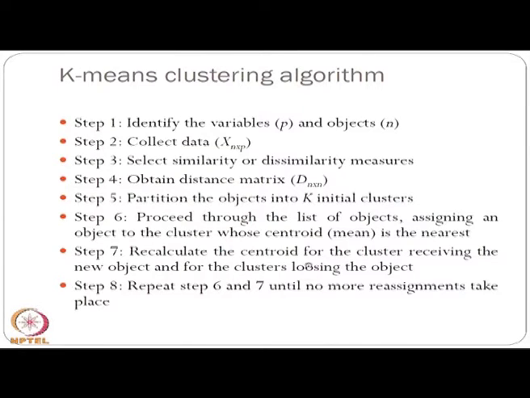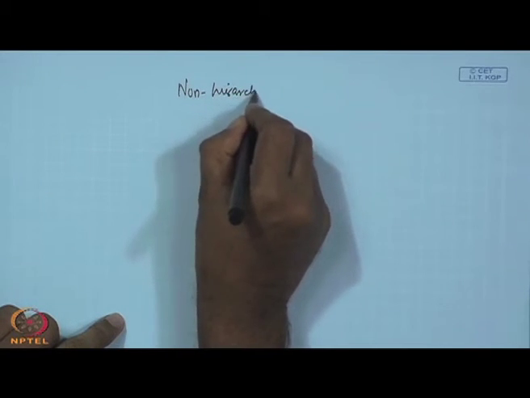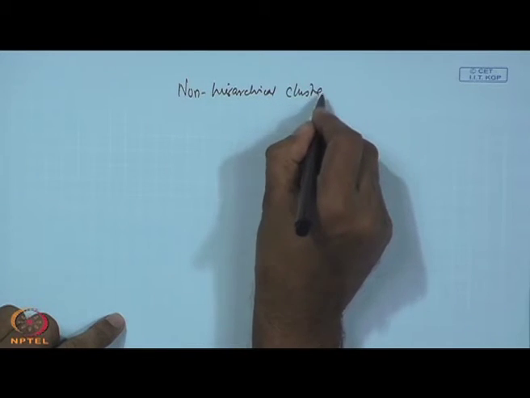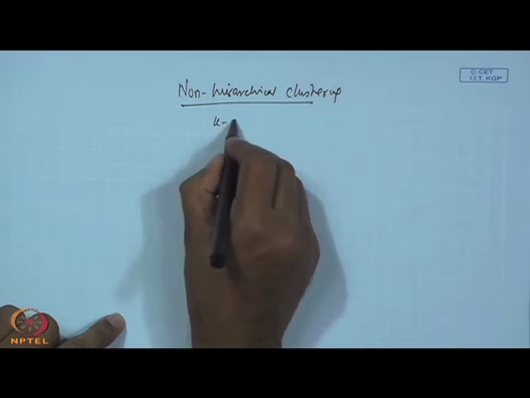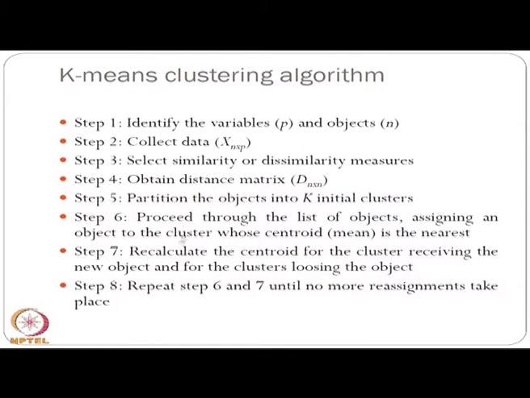Then we will come to another important algorithm, which is known as the K means algorithm, which comes under non-hierarchical clustering. K means we will be discussing now. If I just read out, you see the steps, there are 8 steps in total. Identify the variables, collect data, select similarity or dissimilarity measures, obtain the distance matrix. This is the obvious thing that is required. Then partition the objects into K initial clusters.